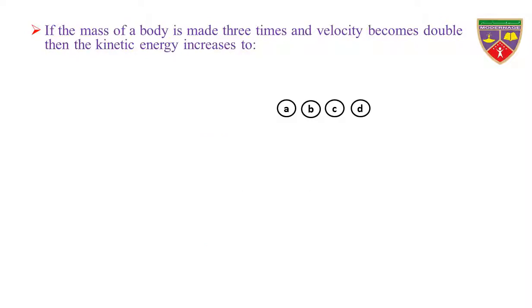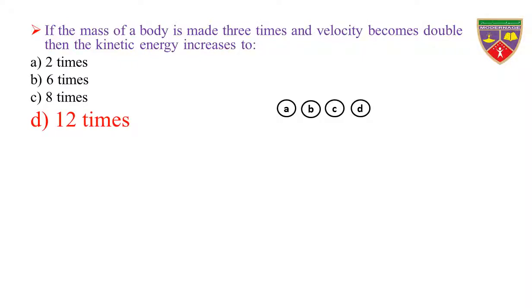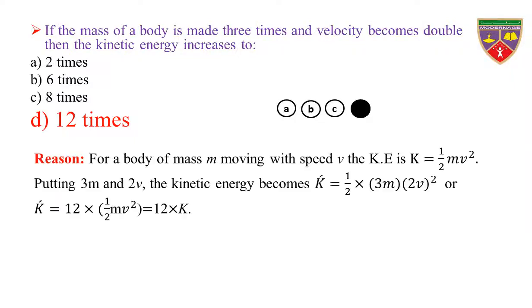If the mass of a body is made 3 times and velocity becomes double, the kinetic energy increases too. Option A, 2 times; option B, 6 times; option C, 8 times; option D, 12 times. The key is 12 times. Therefore, the correct option is D.